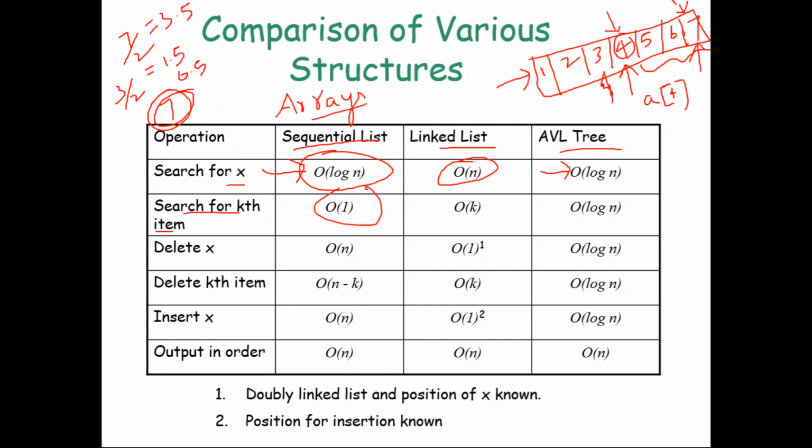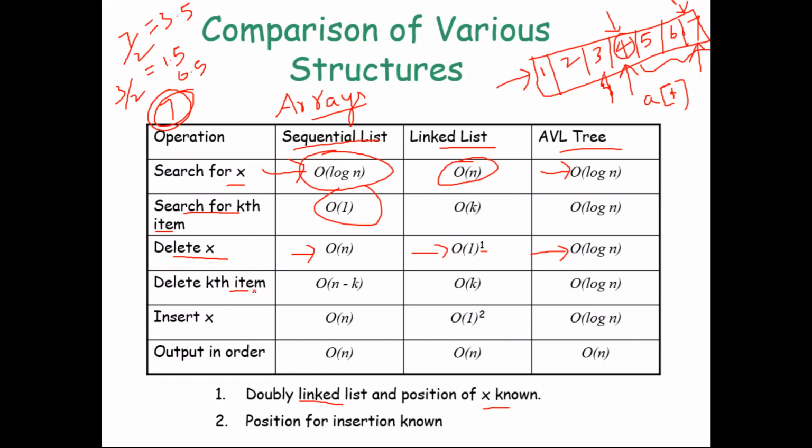Similarly, in a linked list, it will take order of k, depending on the location of k. In an AVL tree, it is order of log n. And deleting an item X in a sequential list depends on where the item is; it is order of n times. In a linked list it is order of 1 times, but here we are assuming that the linked list is a doubly linked list and the position of X is known. That is, if you have a pointer to X, then you can easily delete it in constant time. But in an AVL tree, it takes order of log n times only.